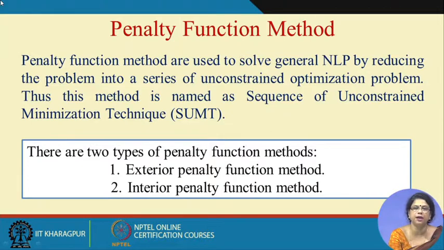In the exterior penalty function method, we start the solution procedure from the infeasible region, and from the infeasible space, through the sequence of unconstrained optimization problems, we approach the feasible region and we get the optimal solution. Whereas in the interior penalty function method, we start our process from the interior of the feasible space, and we approach the boundary of the feasible space through the sequence of unconstrained optimization techniques.